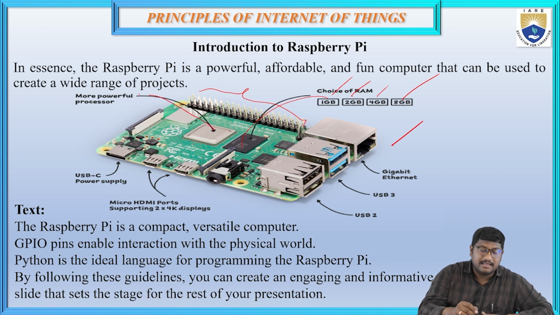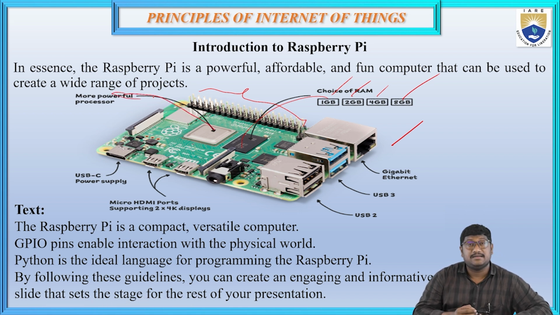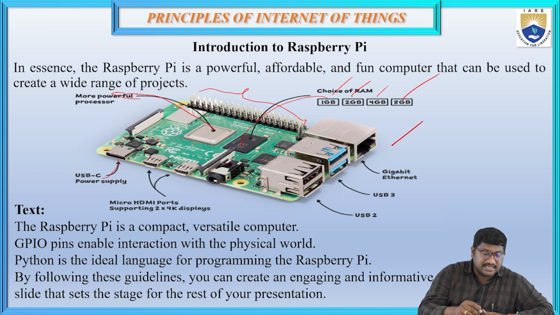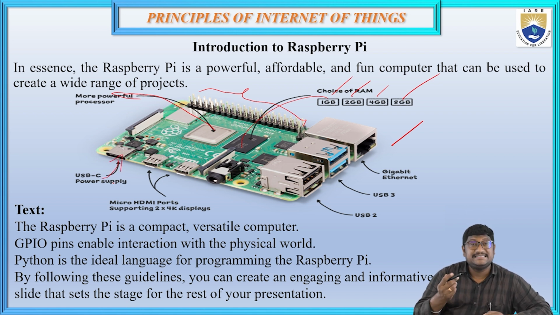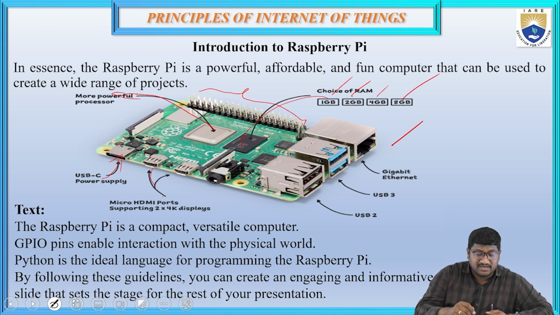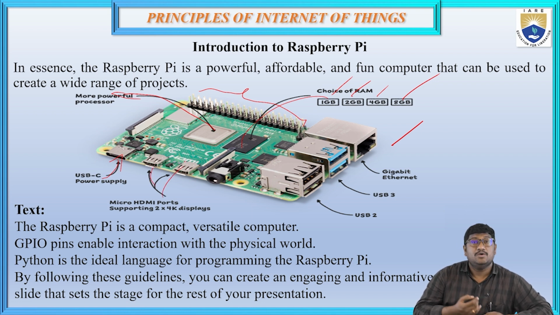And this is the most powerful processor, which is placed on this Raspberry Pi. And this is the USB Type-C port for charging. These are the two different HDMI ports, which support two 4K displays. Also, these are the USB slots, and this is used for the Ethernet cable. And this is the diagrammatic representation of your Raspberry Pi kit.